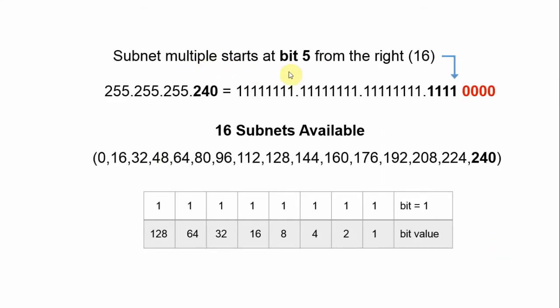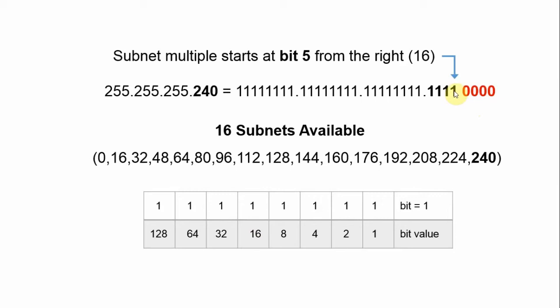So the subnet multiple starts at bit 5 from the right. So these are the subnet bits. So bit 5, know what that bit position is. It's 16 right there. So that's my multiple, because that's the bit position. And that's the value of the bit position.